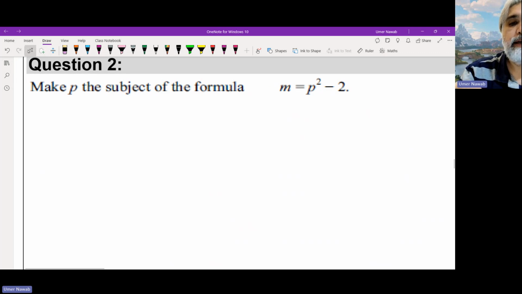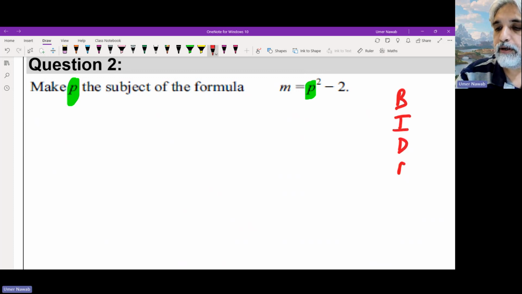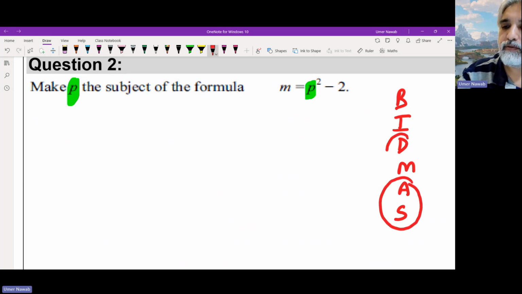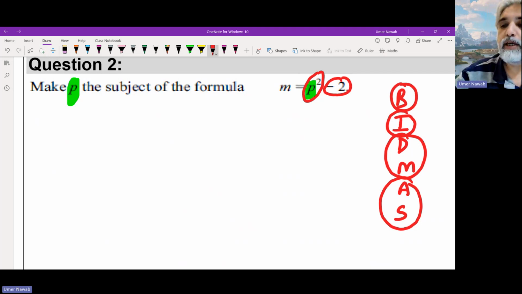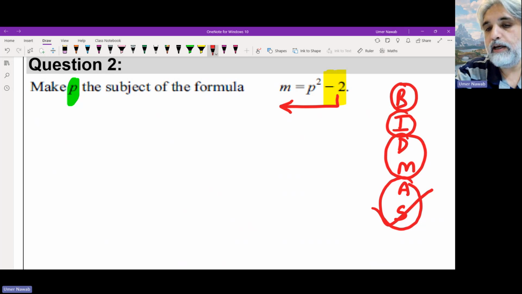Now, in the next question, I want to make P as a subject. So as I said, we have to do opposite BIDMAS. Opposite BIDMAS means addition, subtraction, then division, multiplication, then powers, then brackets. So we have a power here and we have addition, subtraction. So as you say, Mr. Omar, addition, subtraction first. So how do we do this? The negative 2 will be moved to the left.